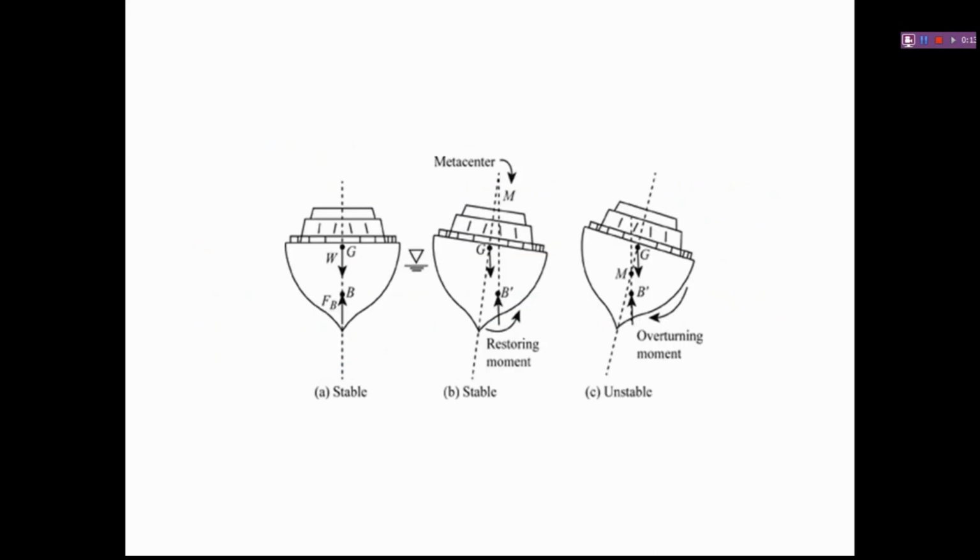Here three diagrams are shown. The first one is stable, where you can see the center of gravity and center of buoyancy. The second one is stable equilibrium, that is, the metacenter is above the center of gravity, so the boat will regain its original position even after tilting. The third one is unstable equilibrium. Here the metacenter comes below the center of gravity after tilting, so the righting couple cannot take it back to the original position, and it will turn upside down. So these are the three equilibria: stable, unstable, and the first one is neutral, that means no tilting is given.